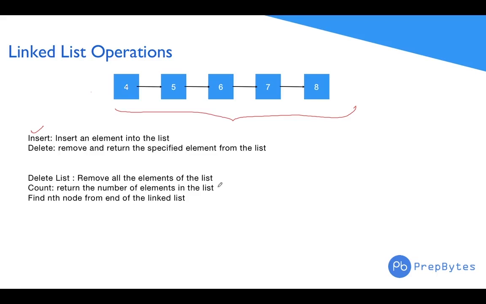Then we have delete list, which removes all the elements from the list and removes the complete list from memory. Then we have count, which counts the number of elements in the list. So here we have 1, 2, 3, 4, 5 elements in the list.